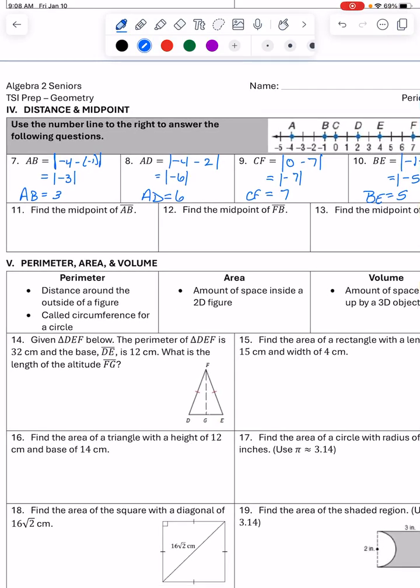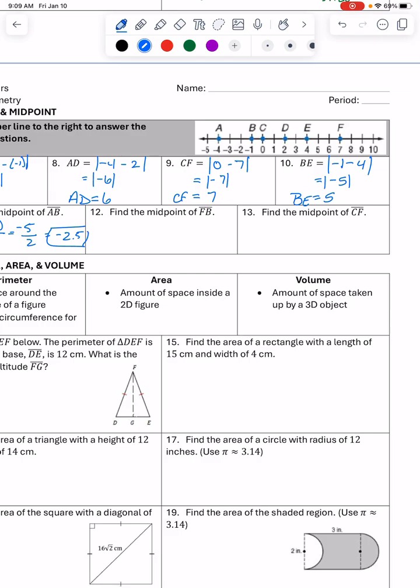And the midpoint, you're just gonna take the average of your 2 points. So remember, to take the average, you just add up your numbers and divide by how many numbers there are, right? So since we have 2 endpoints, we're gonna be adding our numbers and dividing by 2. So the midpoint of AB, so A is at -4, B is at -1, we're gonna divide that by 2. So that would be -5 over 2, which is -2.5. Okay, FB, so F is at 7 plus B is at -1. So that would be 6 over 2, which would be 3.